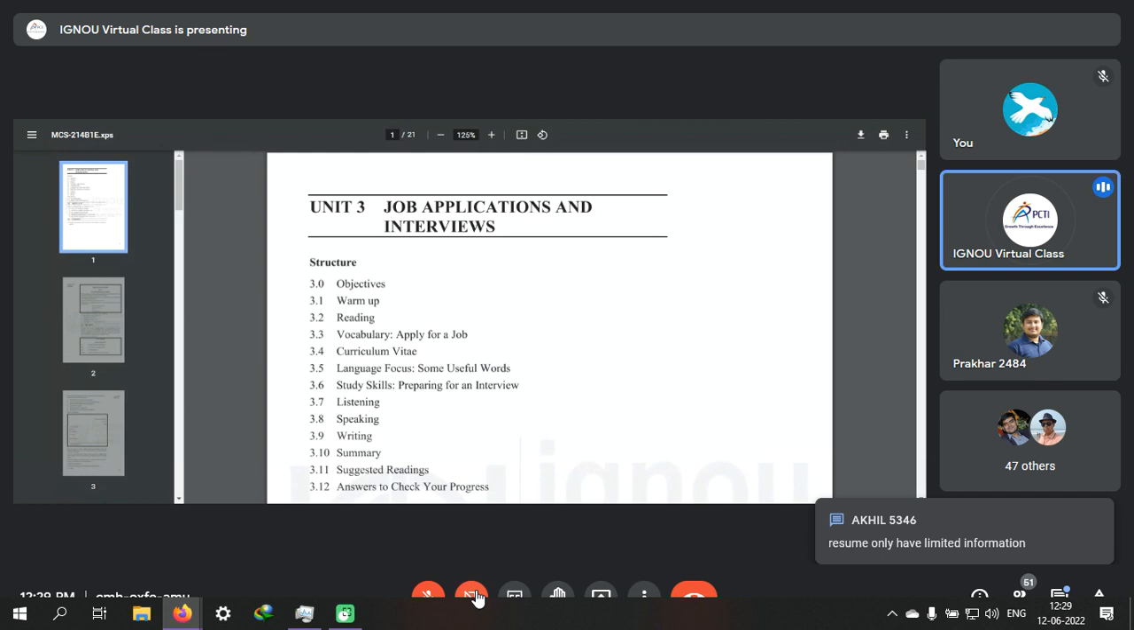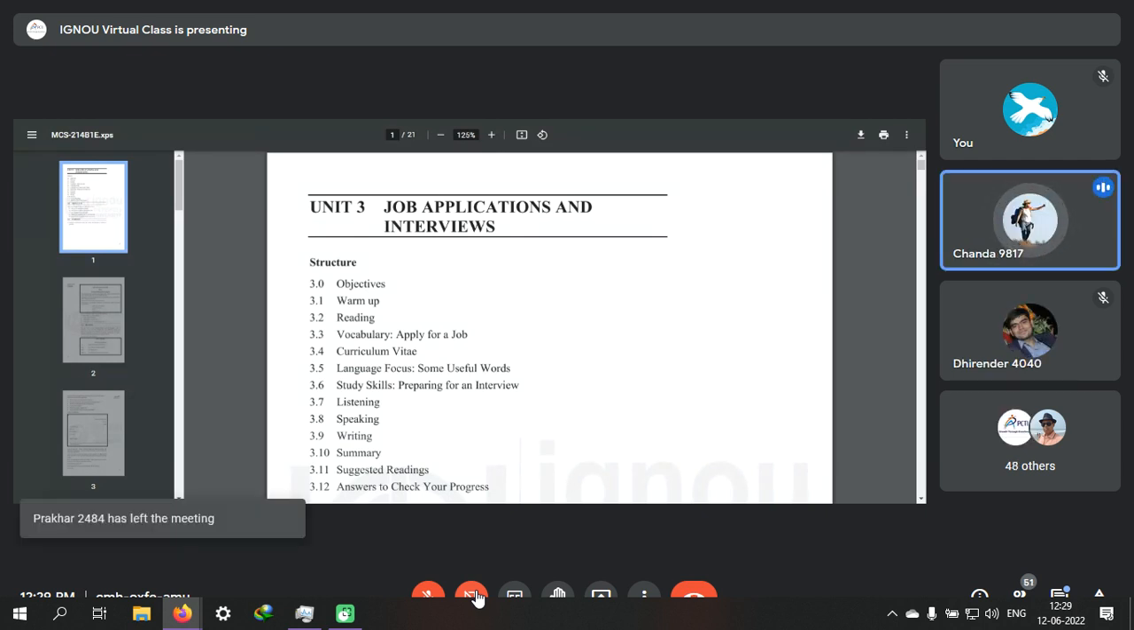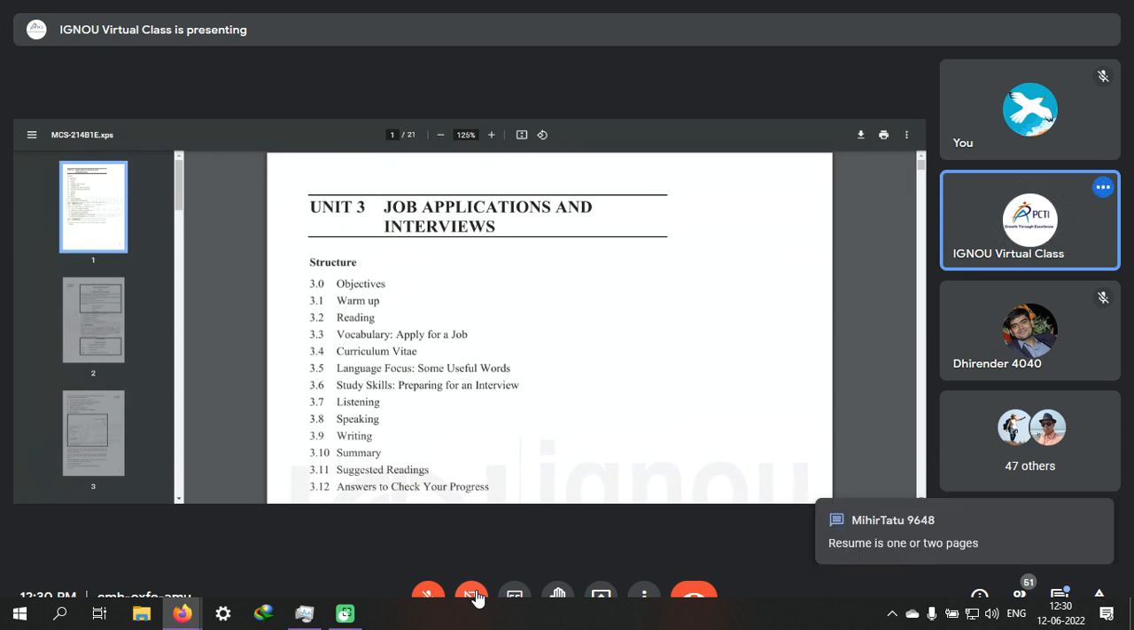Okay. Akhil, you are close, but not completely close. Anyone else? CV is actually a detailed document about your academic qualifications and your prior experiences. However, resume is a summary of your experience and your academics. So what is the difference then? The level of experience, the level of details.